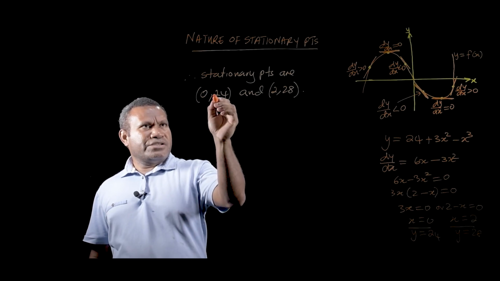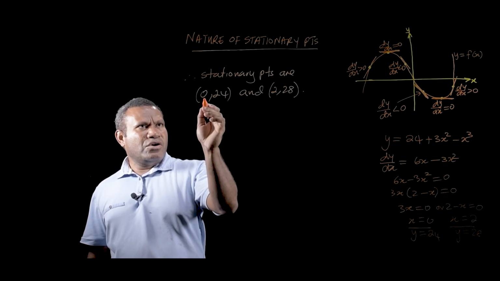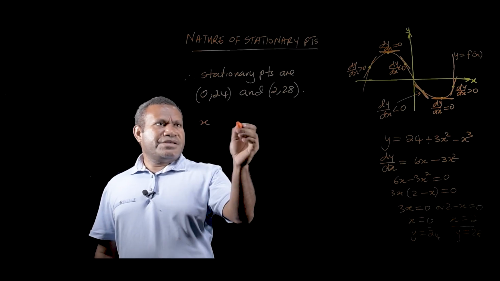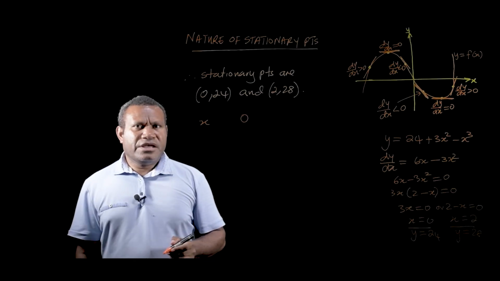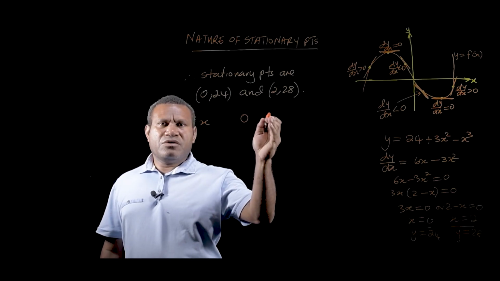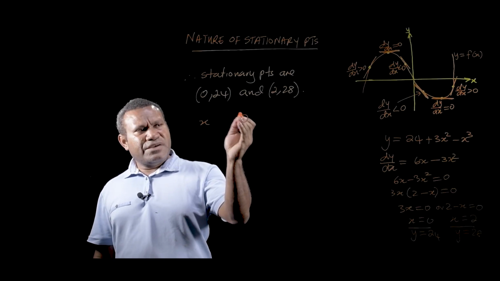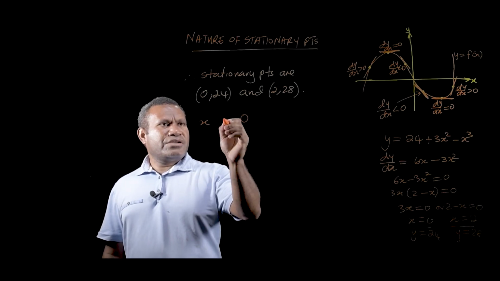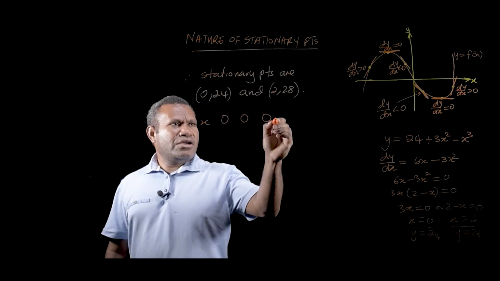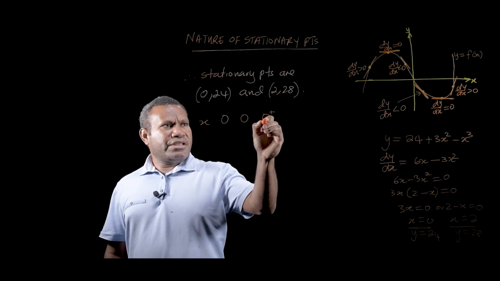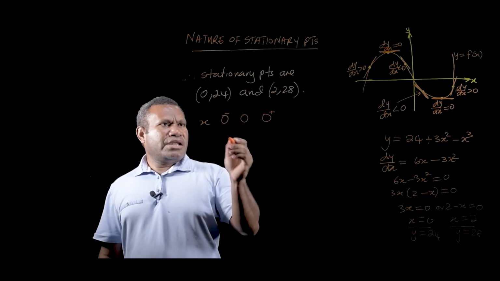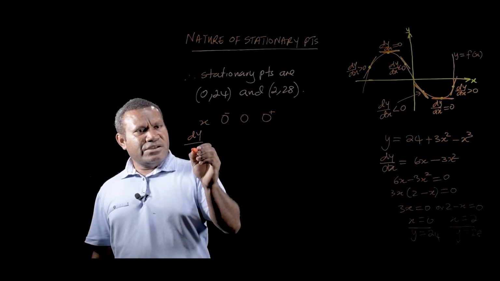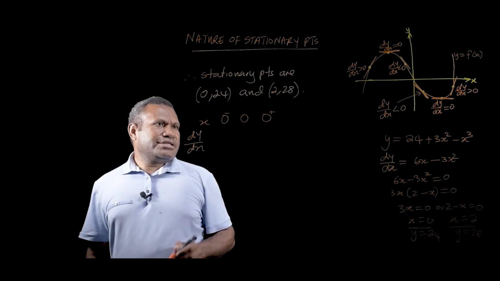Now let's take, for example, this point. This is what we will do. We take the x coordinate of the first point here. X is 0. And then we are going to take some values greater than 0 and some value less than 0. A number greater than 0, and a number less than 0. Now we are going to determine the nature or sign of the gradient.